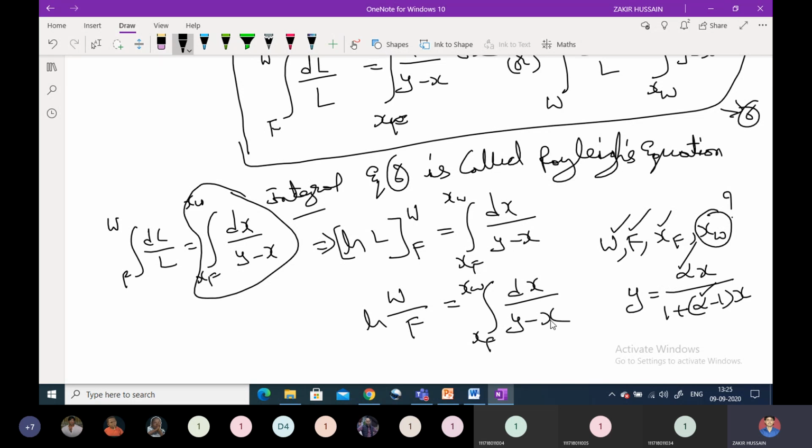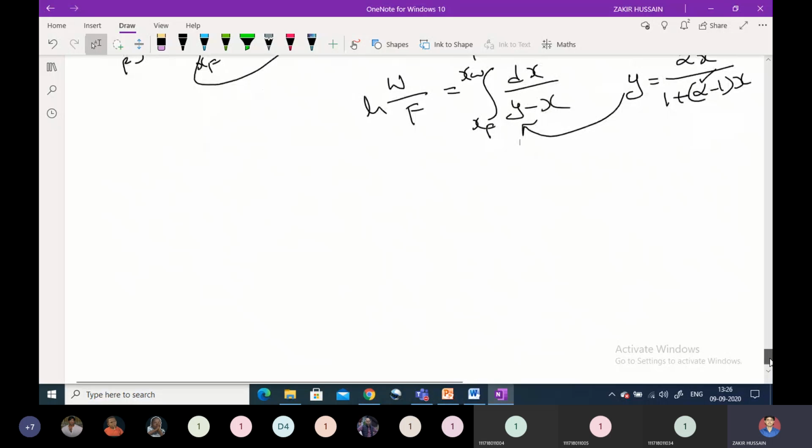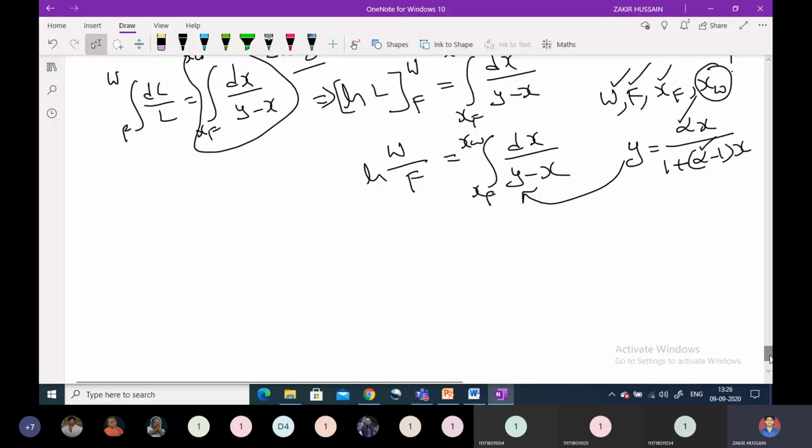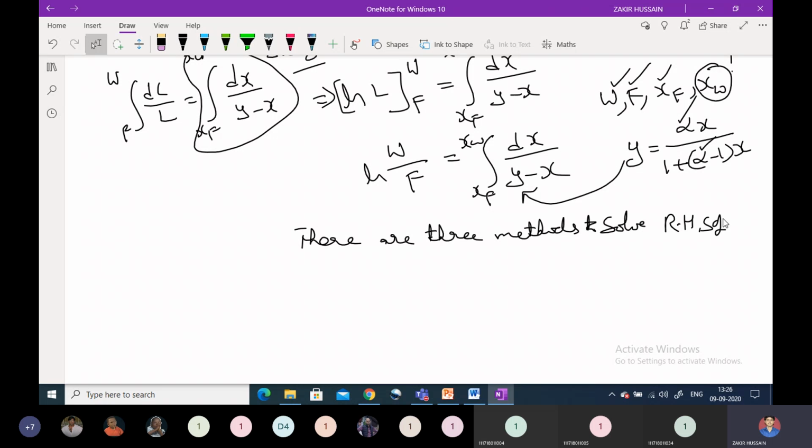If relative volatility is given, we have to put this y in this equation and then integrate. So usually, to solve this equation, there are three methods to solve the RHS of Raleigh's equation, equation 6. So how to solve this equation?